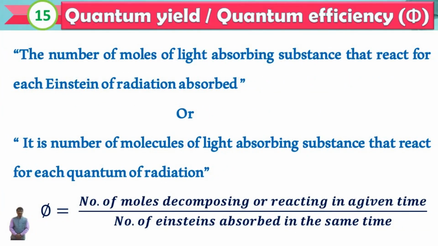Quantum yield or quantum efficiency, phi. The number of moles of light-absorbing substance that react for each Einstein of radiation absorbed. Or, it is the number of molecules of light-absorbing substance that react for each quantum of radiation.